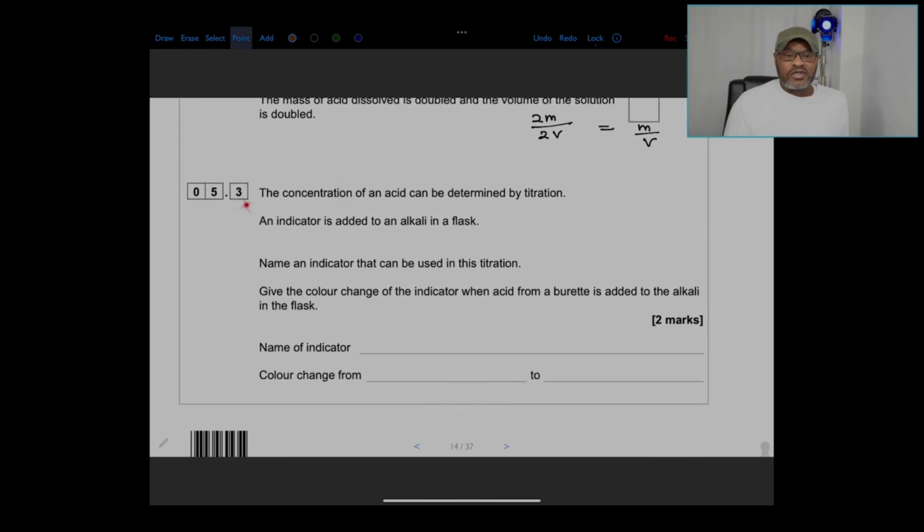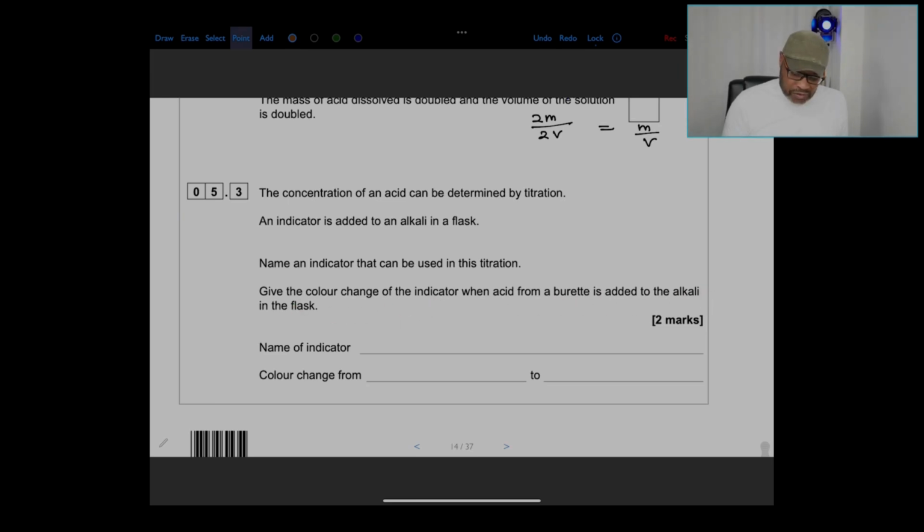Question 5.3. This question is: the concentration of an acid can be determined by titration. An indicator is added to an alkali in a flask. Name an indicator that can be used in this titration. Give the color change of the indicator when acid from a burette is added to the alkali in the flask.